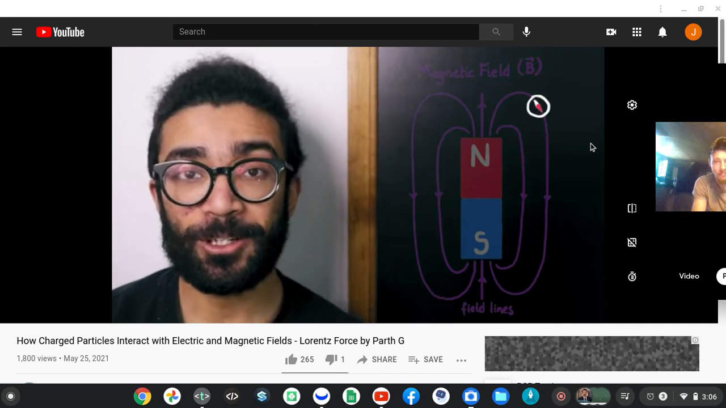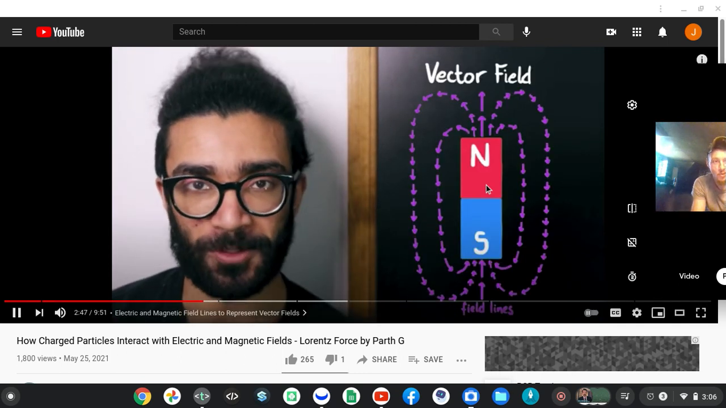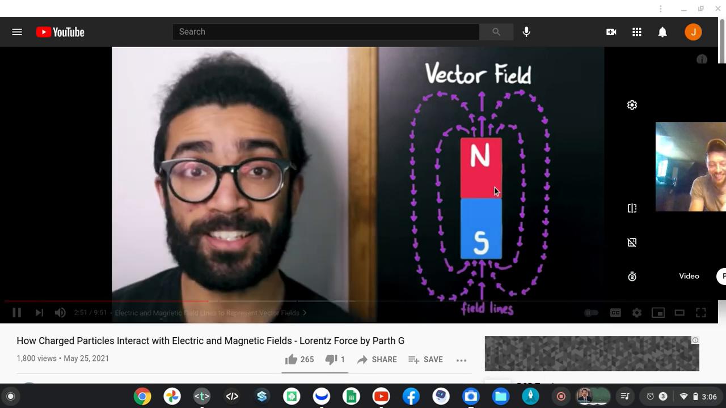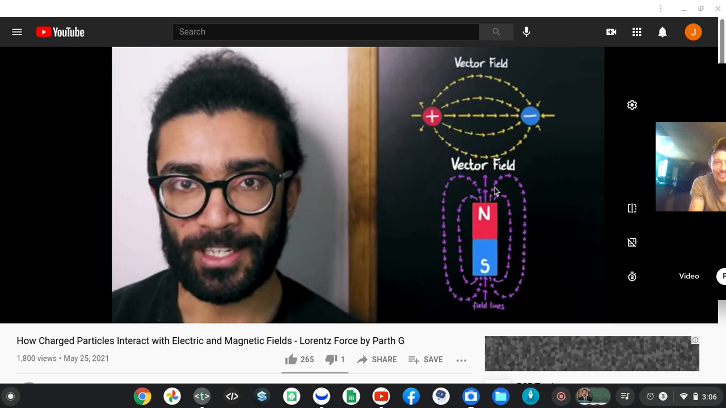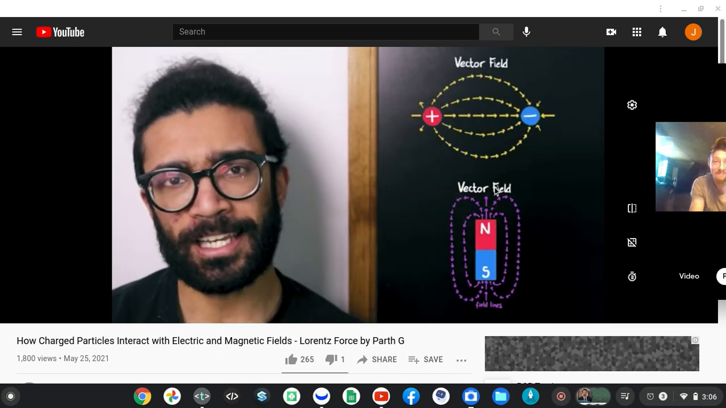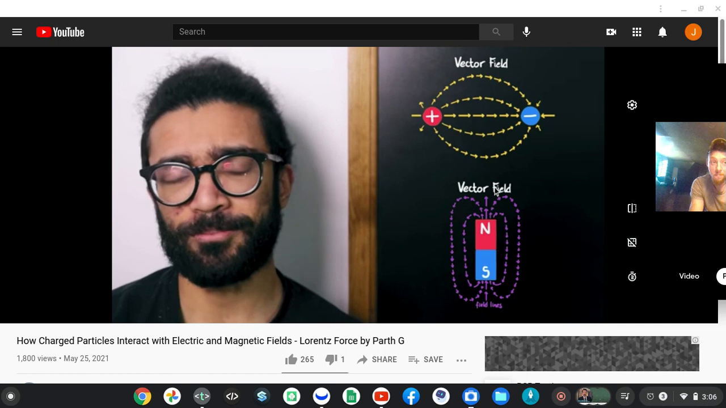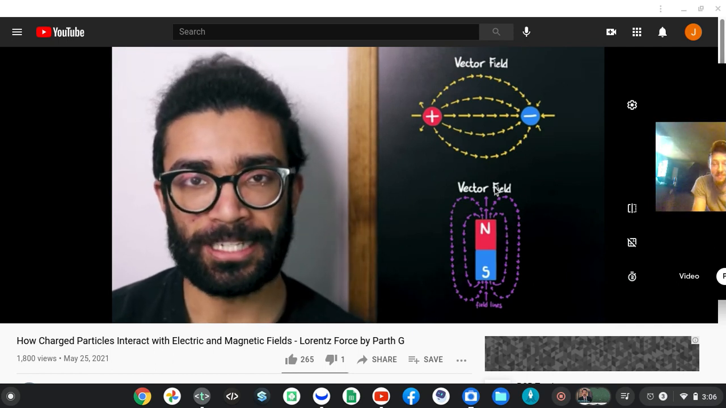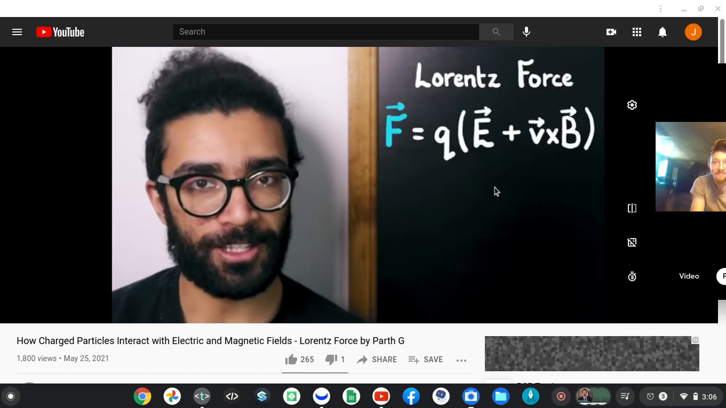Now, magnetic fields are also a type of vector field in that we can assign a vector to every point in this region of space. And this is similar to what we saw for electric fields earlier, except the things generating electric and magnetic fields are different, at least on the surface. Now, with that brief overview of both the electric and magnetic vector fields, let's return to our Lorentz force equation.